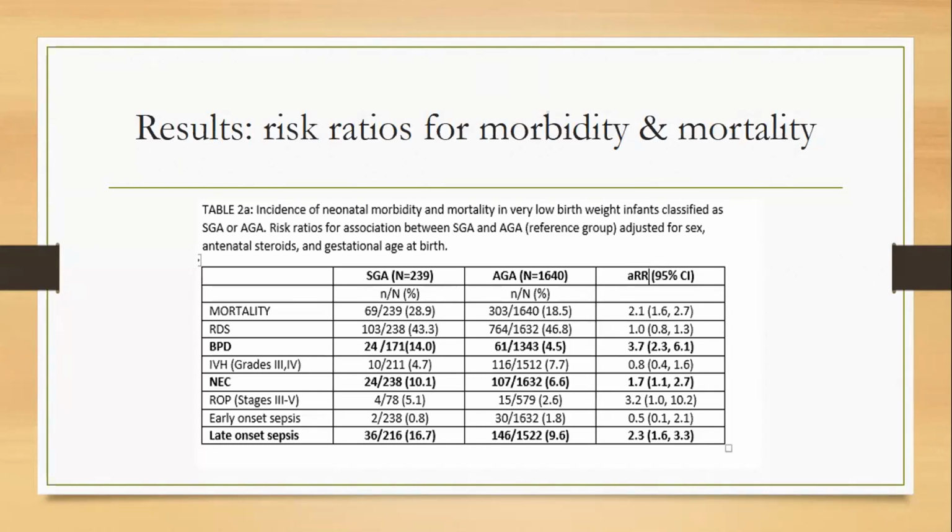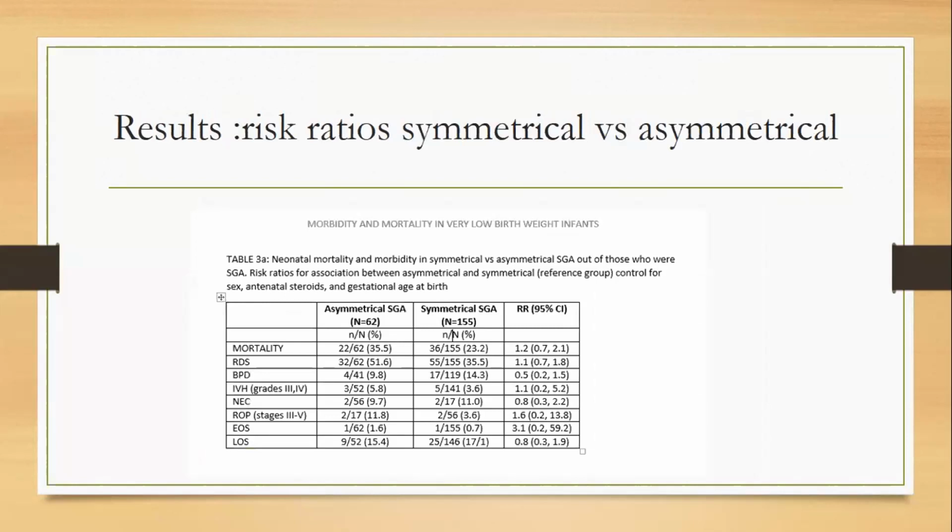We also found higher rates of bronchopulmonary dysplasia, necrotizing enterocolitis, and late onset sepsis in the SGA babies. I think those are the ones that are highlighted in bold in black. And then we also looked at the differences between mortality and morbidity in those who were symmetrically growth restricted versus those who were asymmetrically growth restricted, but we didn't find any differences.